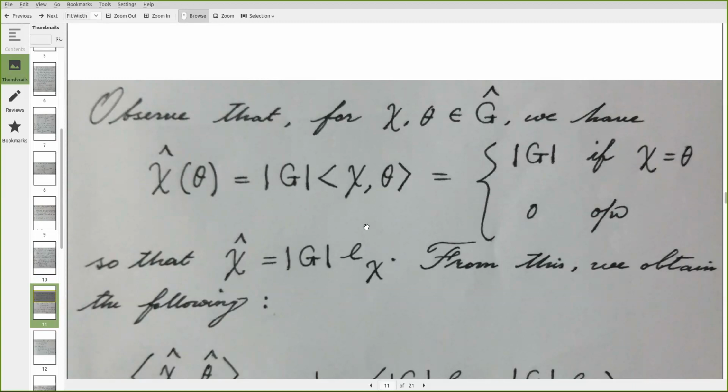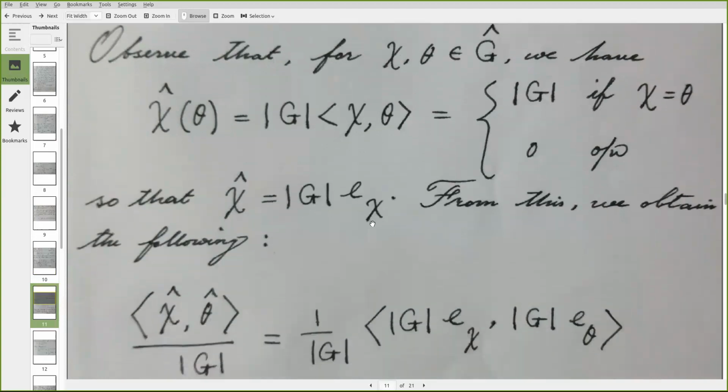Regarding E chi, you should recall that when G is a finite group, G hat is also a finite group. So we can talk about L of G hat as well, and there E chi is the function defined from G hat to C that takes the value 1 at the point chi, because chi is a point in G hat, and it takes the value 0 elsewhere.